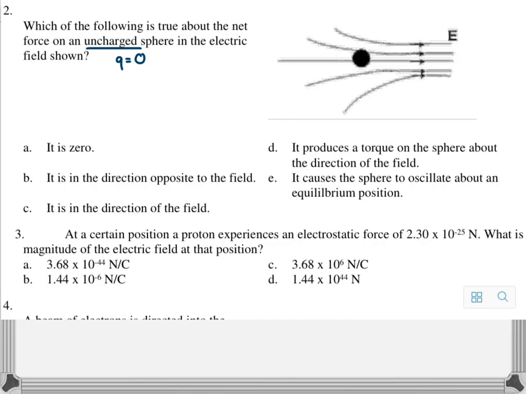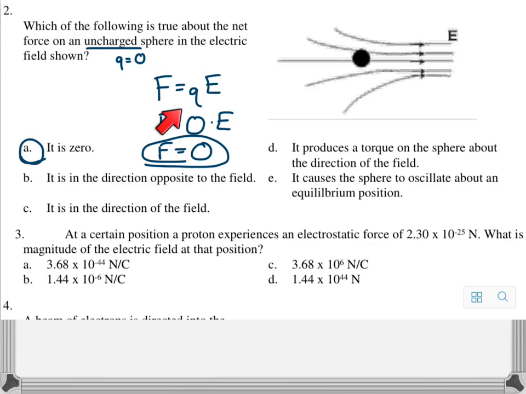This is number 2, and this doesn't exactly have to do with direction of vectors, but it is one that a lot of us ended up missing, because a lot of us didn't realize that when you have an uncharged sphere, that means that its charge Q equals 0. And if you were to plug that into Coulomb's law, or actually write down that F equals Q times E, you would recognize that the charge is 0, which means the force has to be 0. So this is the correct answer. And it's all because electric field doesn't affect anything that has a charge of 0.